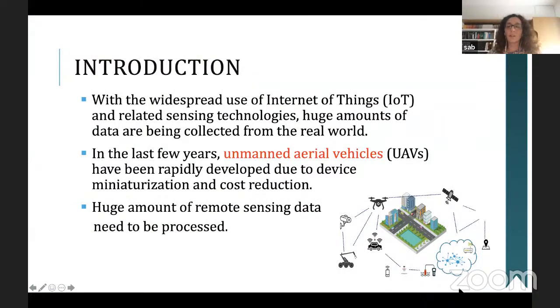We are in the Internet of Things, in the era of big data. The Internet of Things has emerged as a huge technology, a huge network with a lot of devices that are connected to each other, interconnected in a big network, and they share and send a lot of messages.